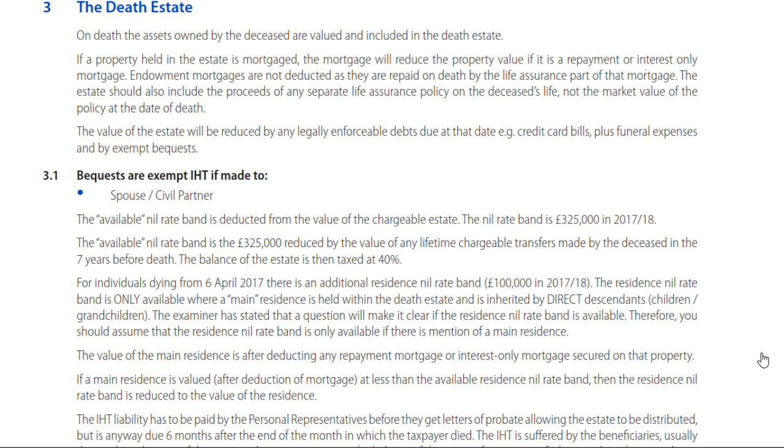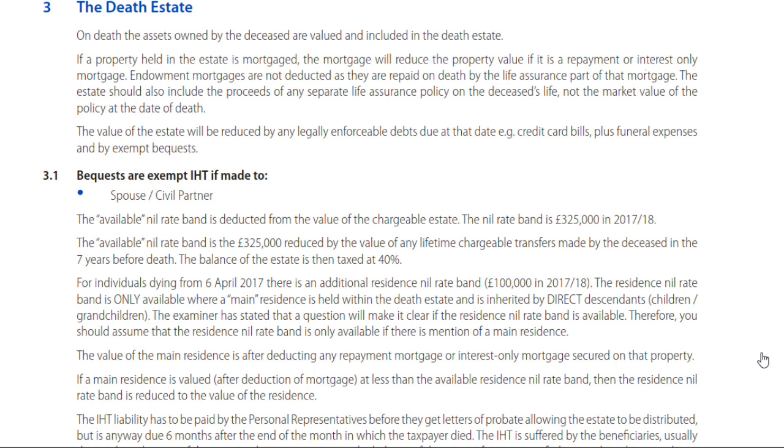So the first transfer used up any available nil rate band. Onto the second transfer, 6 years ago to 4 years ago. Is there any nil rate band still available? If so, use it, the balance at 40% tax. The third such transfer 2 years ago, any nil rate band? If not, all the 325 has been used, then it's all at 40%. So exactly the same gifts made 6 years ago, 4 years ago, 2 years ago could have very, very different amounts of tax. The amount of tax had nothing to do with the recipient.